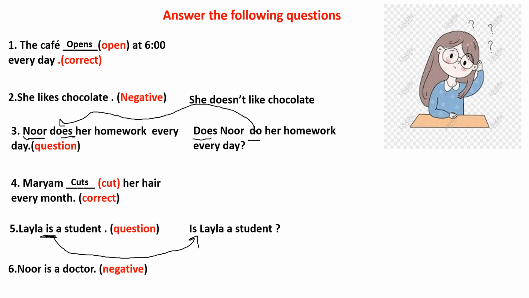The last one. Noor is a doctor. Make it negative. Noor isn't a doctor, because also here we have an auxiliary verb and we don't have a main verb, so we will negate it. Noor isn't a doctor. I wish you have understood present simple, its meaning and its form, and when and where we use it.